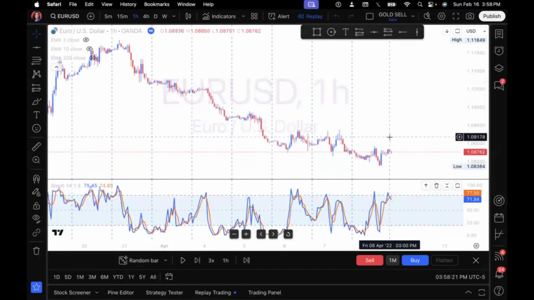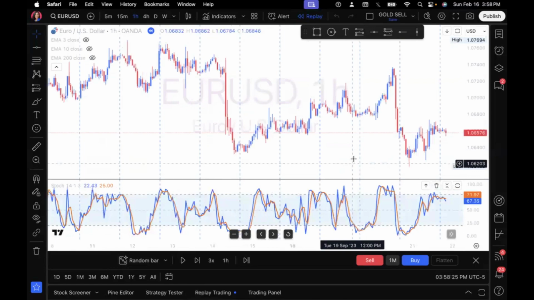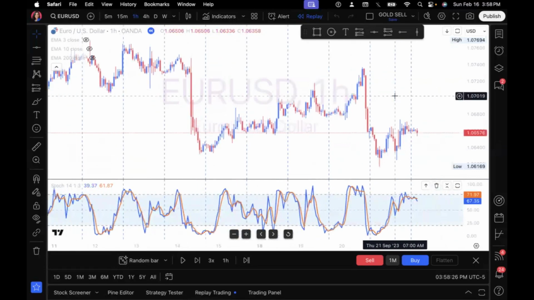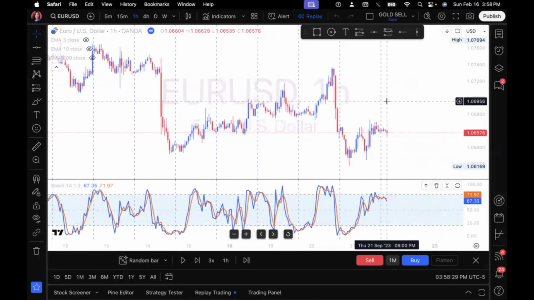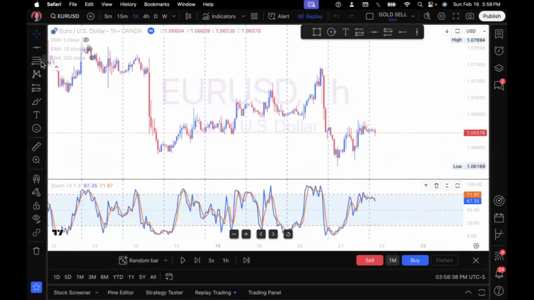Now let's check the time of day to make sure that it's a decent time to trade. I'm not going to enter a trade at 3 p.m. on a Friday simply because it's too close to the market closing. All right, so we have Thursday at 8 p.m. and we're going to see what happens here. So again, the first thing you're going to want to do is go over to your line tools and get a horizontal line.